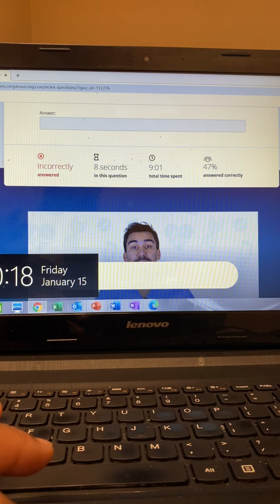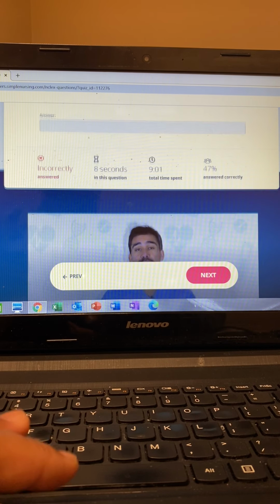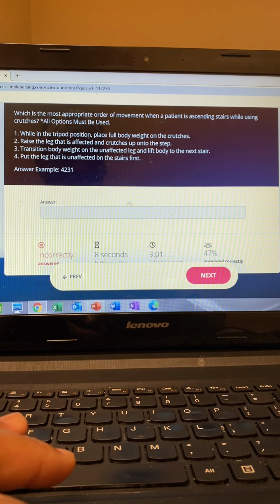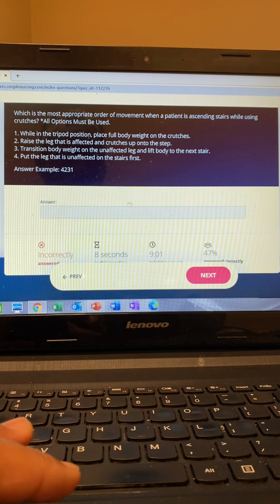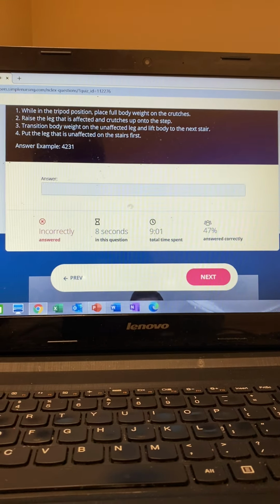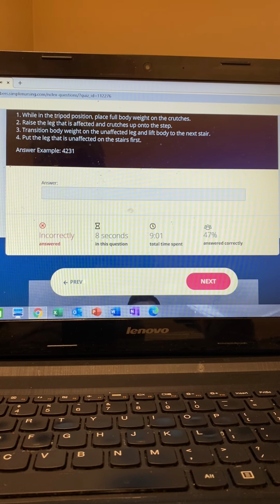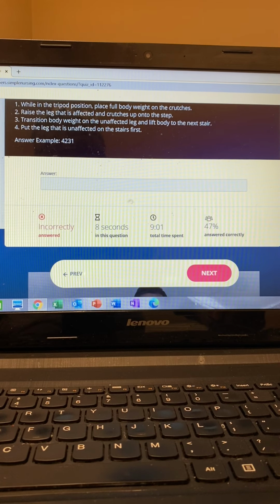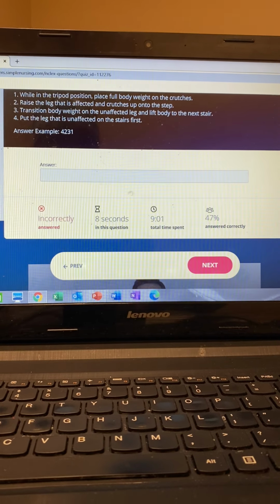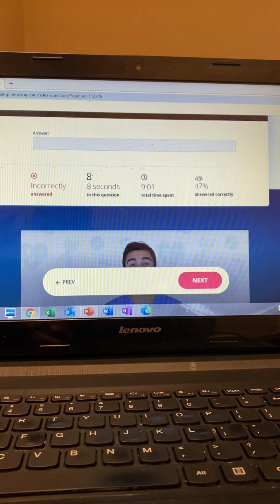Now, using our 3 steps, let's break this down. This question's asking for the most appropriate order for the problem: patients going up the stairs with crutches. So the very first thing we're thinking is safety and weight bearing on the hands and the arms. So the solution we're looking for are the correct steps to walk up those stairs with these crutches.